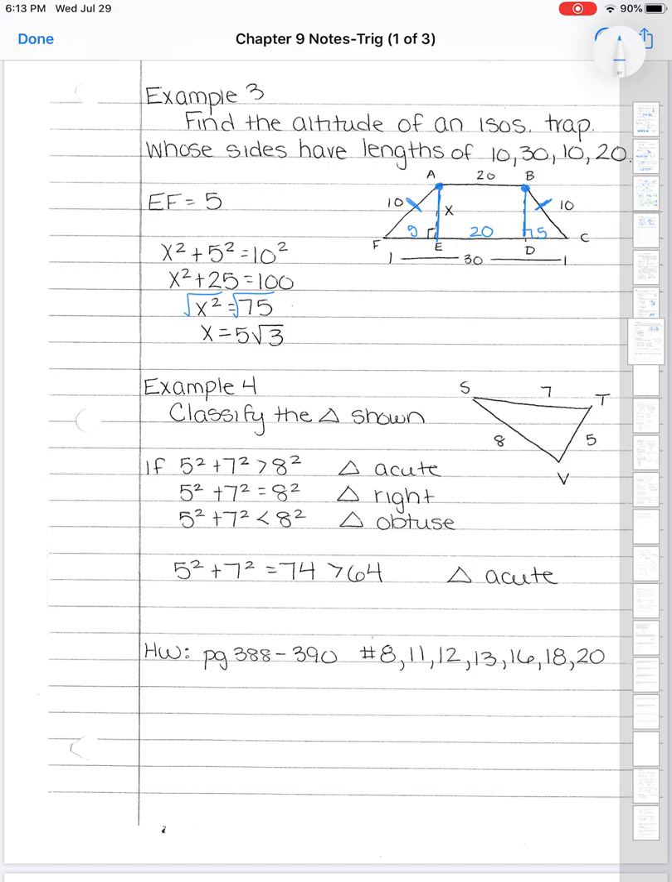We are being asked to get the altitude. So what I'm going to do is from each point, I'm going to drop a perpendicular, which creates a rectangle inside. So if I have 20 and 20, that leaves me with 10 left, which means I have a 5 and a 5 on the outside. And I can just pick one of those triangles and do the Pythagorean theorem with it. And it comes up x being radical 75, which would get me 5 radical 3 for the altitude.